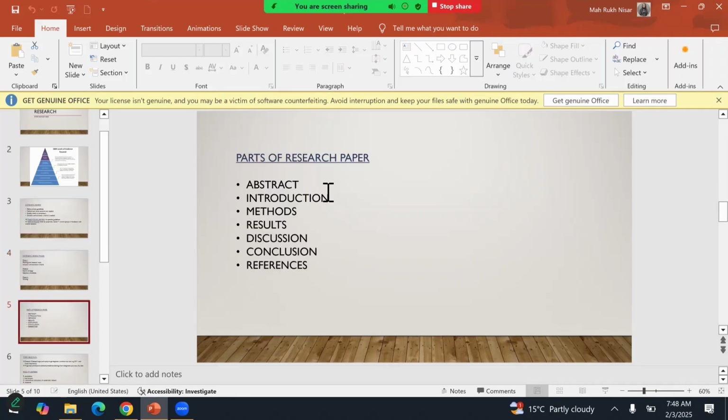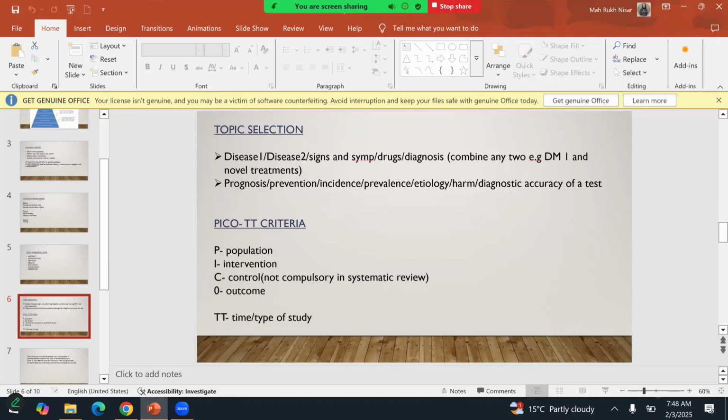So these are the parts of the research paper. This is the general overview of what would be the headings of your paper. Later on, you would know what to write in the abstract, what to write in the introduction, and how to write the methods and result and discussion sections. So this is just a general overview of what would be the parts of your research paper. And so we had a general overview of different types of research articles. What is a systematic review?